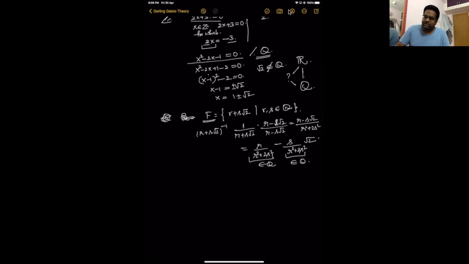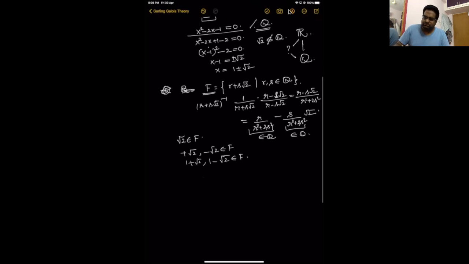And over this field, since root 2 belongs to F, and of course 1 belongs to F, therefore 1 plus square root of 2 and 1 minus square root of 2 belong to F. That implies that over this field F, this equation has roots. And F is clearly a countable field, while R is uncountable.